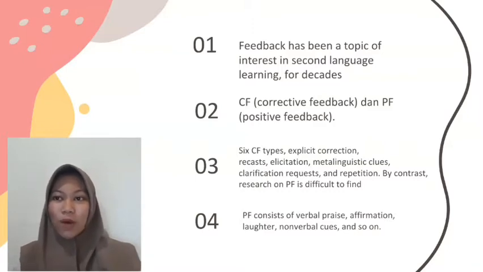Feedback has been a topic of interest in second language learning research. It can be broadly classified as either corrective feedback or positive feedback. There are 6 corrective feedback types including explicit corrections, recast, elicitation, metalinguistic clues, clarification request, and repetition. By contrast, research on positive feedback is difficult to find.